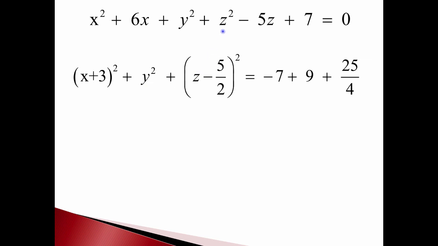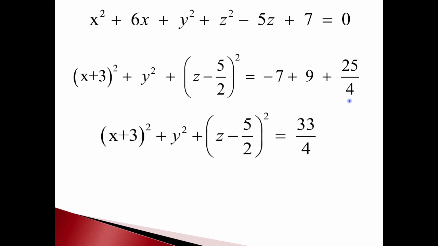But the z part, there's z squared minus 5z. So we have to take the -5, cut it in half. That gives us -5 halves. And when I square that, I get 25 fourths. So I've added 25 fourths on the left, I have to add 25 fourths on the right. So if I do the arithmetic on the right-hand side, that all turns out to be 33 over 4.